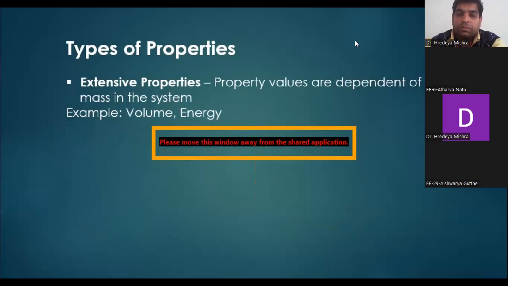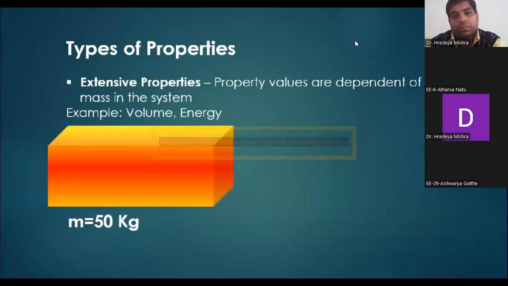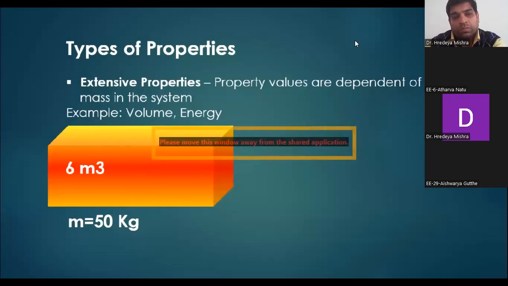Now we are going to explain extensive property. Extensive property values are dependent upon the mass of the system, which means that if you take some amount of mass from the system, the property value will change. For example, volume and energy. Okay, consider the same metallic body which has a mass of 50 kg. Let us assume its volume is 6 meter cube.